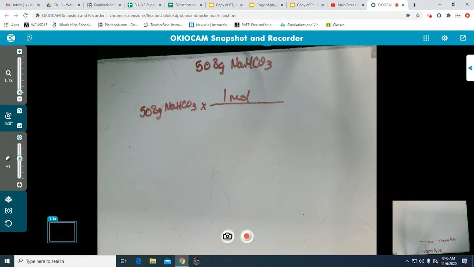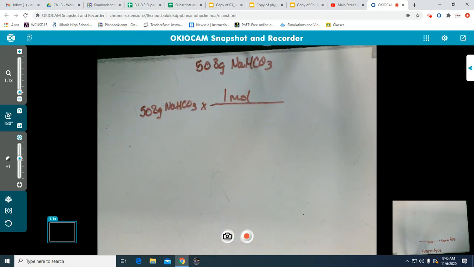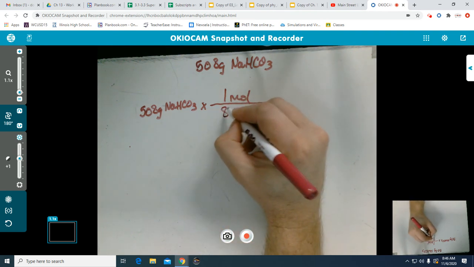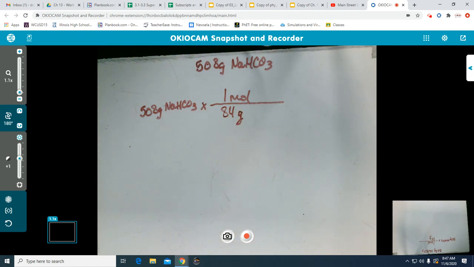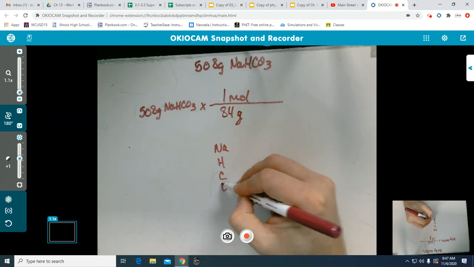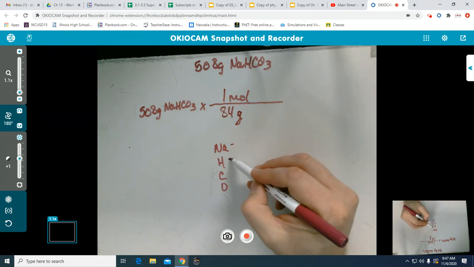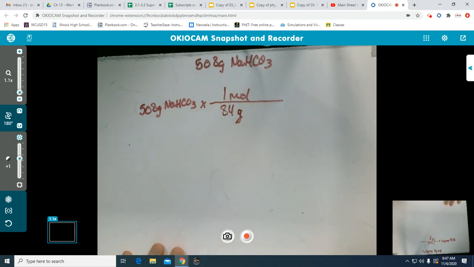Is it AU? It is, but we use the label grams per mole. You still solve it the same way. 84? I'm sorry, but that's correct. 84 grams per mole. How did you get 84 from that? You've got sodium, hydrogen, carbon, and oxygen. And so you forget about the 3. But you caught what you didn't do, so that's good.